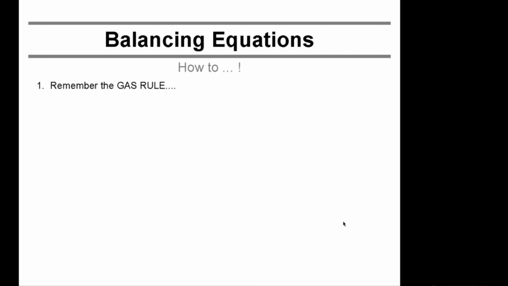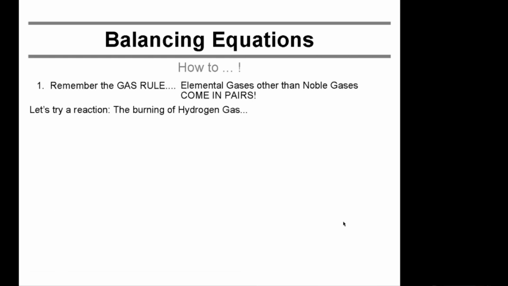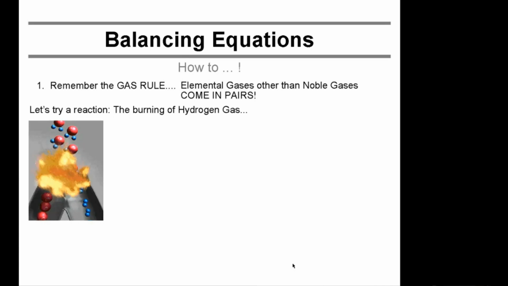Balancing the equations, how does this work? Remember the gas rule: non-noble gases come in pairs. Elemental gases other than noble gases come in pairs. Let's try a reaction. We're going to burn some hydrogen gas, and the way we're going to do this is we're going to have some oxygen and some hydrogen, and we ignite it coming out of two pipes. We're making lots of water molecules. These little tiny things are supposed to be my hydrogen gas, and these red things are the oxygen gas, and you can see they come in pairs, they move in pairs right up there in my animation.